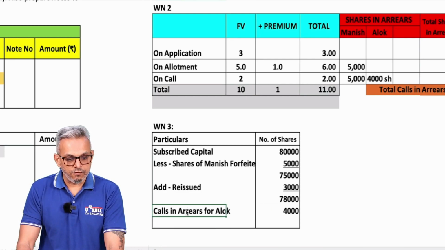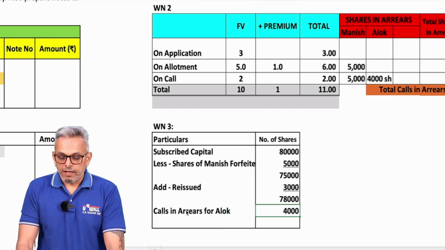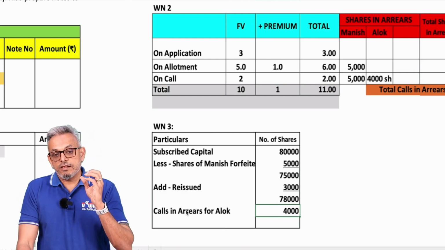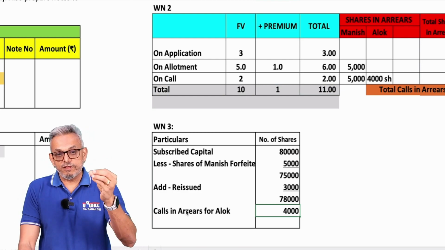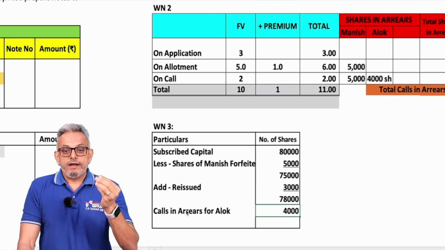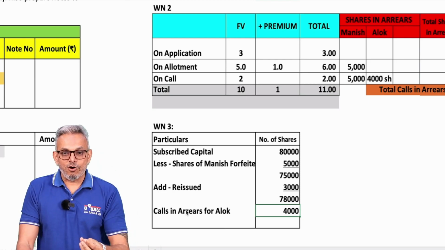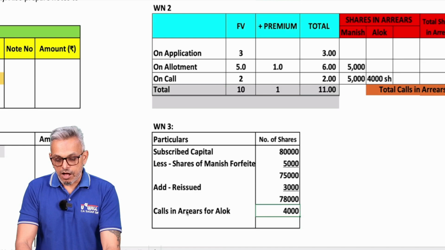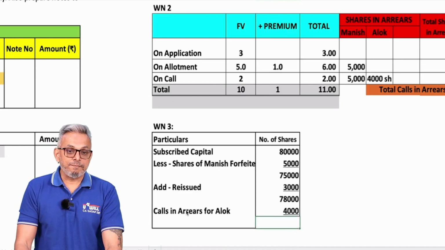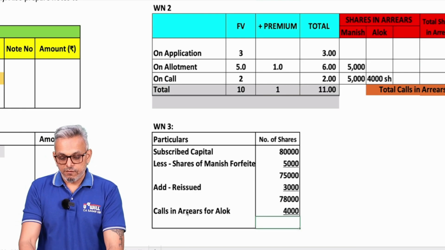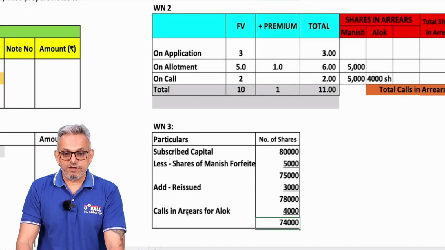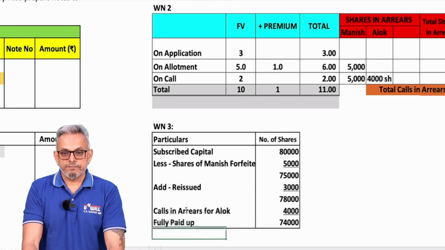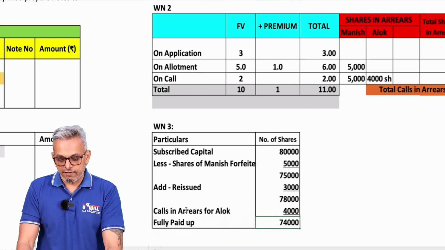Now these 4,000 shares are again to be removed from 78,000, because the total now is 78,000 shares with the public, and Alok did not pay the final call for his 4,000 shares. So we will find out how many shares are there with the public which are fully paid up. That will be 74,000 shares. These 74,000 shares are fully paid up. Now we will be using this data, very important.